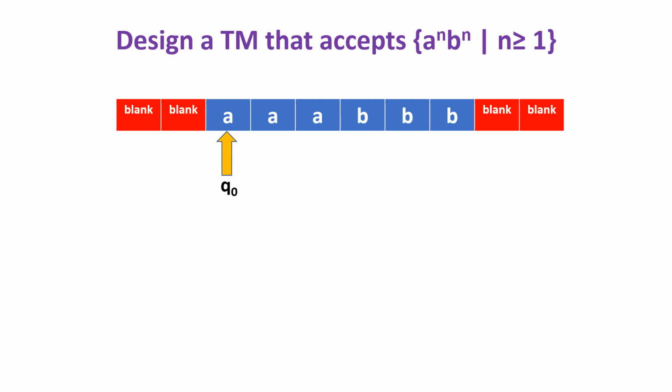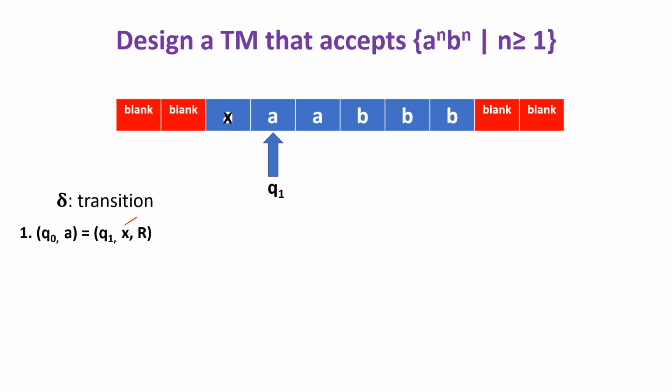I hope you understood how to design the Turing machine for this particular language. So next we are supposed to write the delta transitions. The first delta transition: when you come across Q0 A, change the state from Q0 to Q1, A is replaced as X and move towards the right. Next, when you come across Q1 A, keep A as it is, be in the same state and just move towards the right.